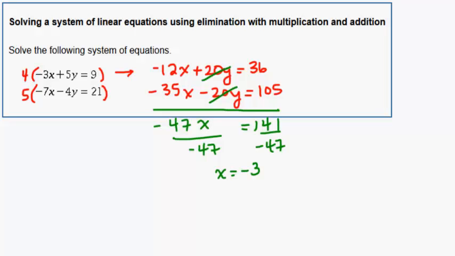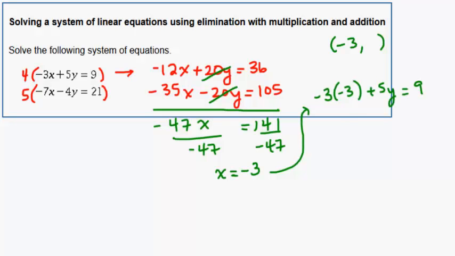Now hopefully you guys are getting the hang of this, and once we get the x value, we need to find the y value. And so I can substitute this into either equation. I'm going to substitute it into the top equation just out of habit. Plus 5y is 9. This is going to give me a positive 9 plus 5y equals 9.